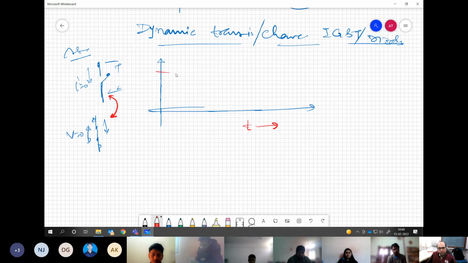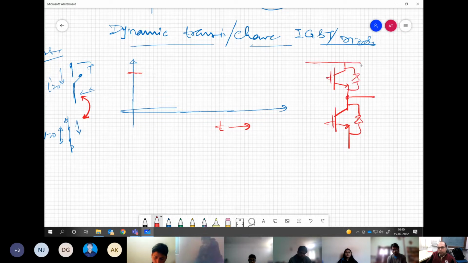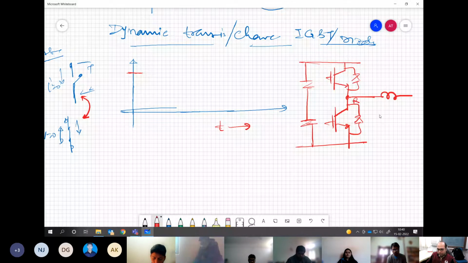So let's say when we talk about a leg, something like this, and say some inductive load is connected over here, which is what we are operating. This is a voltage source, so this has to be a current source. So some inductive load is getting operated, or it could be a resistive load simply.